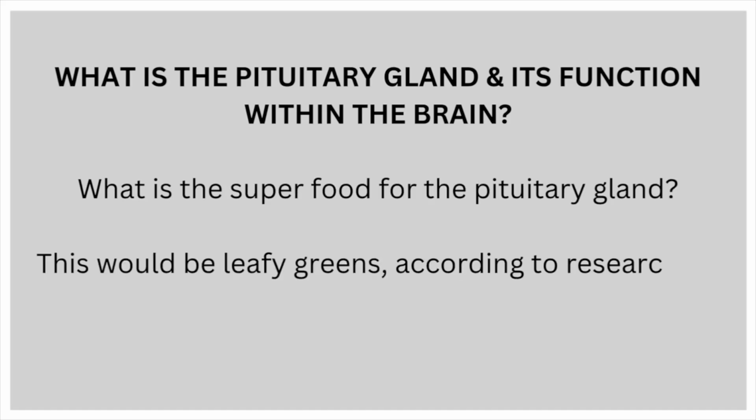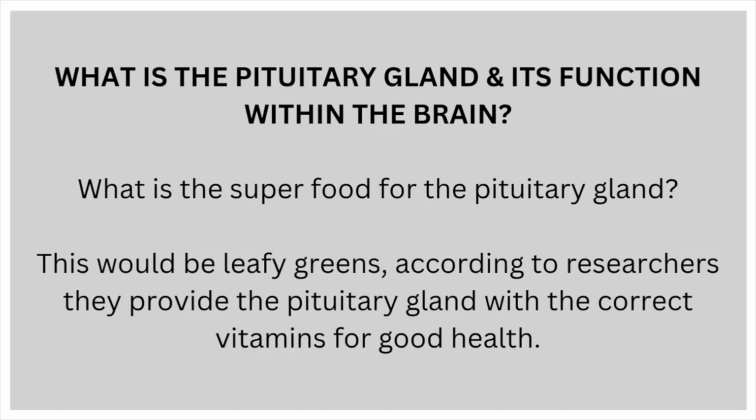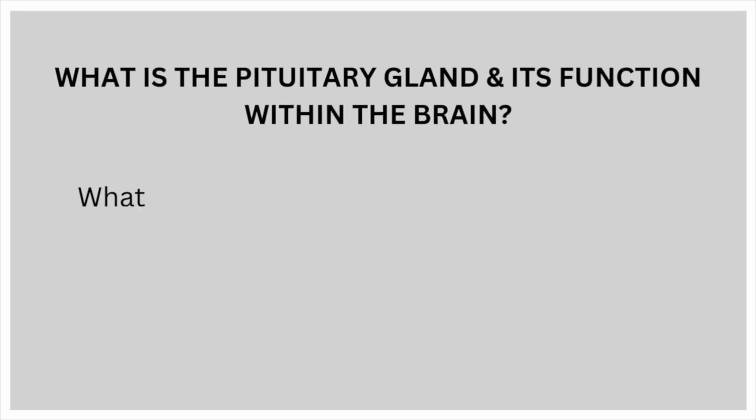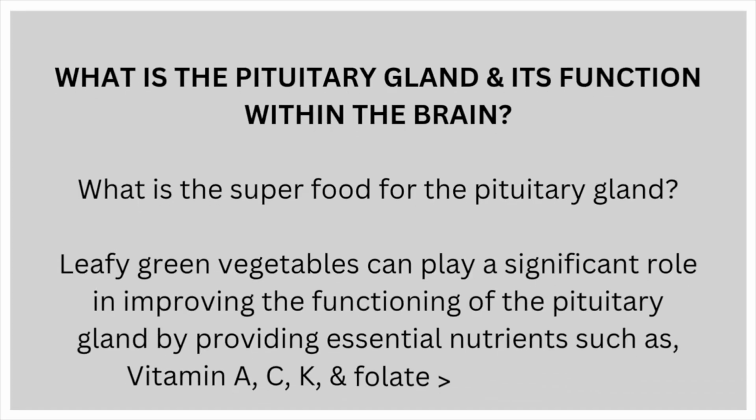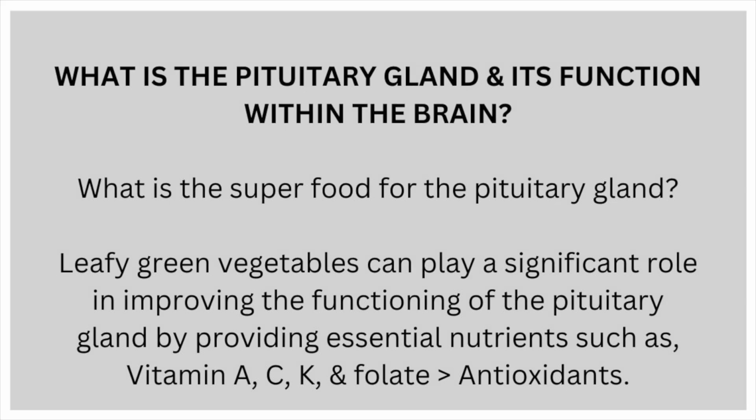What is the main superfood for the pituitary gland? This would be leafy greens. According to researchers, they provide the pituitary gland with the correct vitamins for good health. Leafy green vegetables can play a significant role in improving the functioning of the pituitary gland by providing essential nutrients such as vitamin A, C, K, and folate. These are antioxidants.